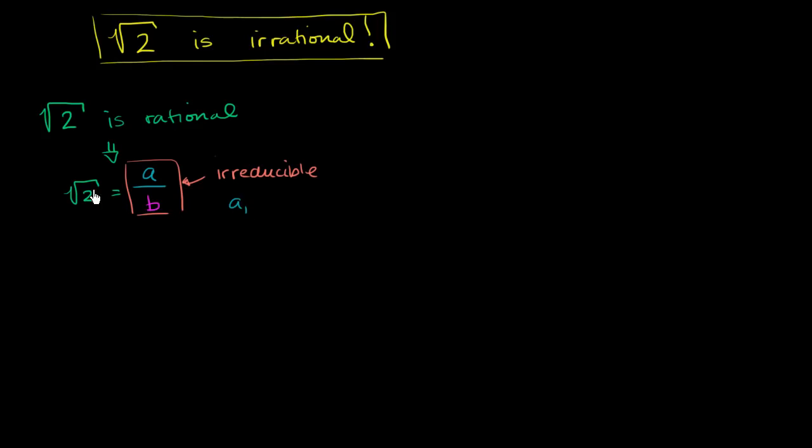A and b have no factors in common. No factors in common other than, I guess, 1. No factors in common other than 1. So this is irreducible. These two numbers are co-prime. So what does that do for us? Well, let's just try to manipulate this a little bit.